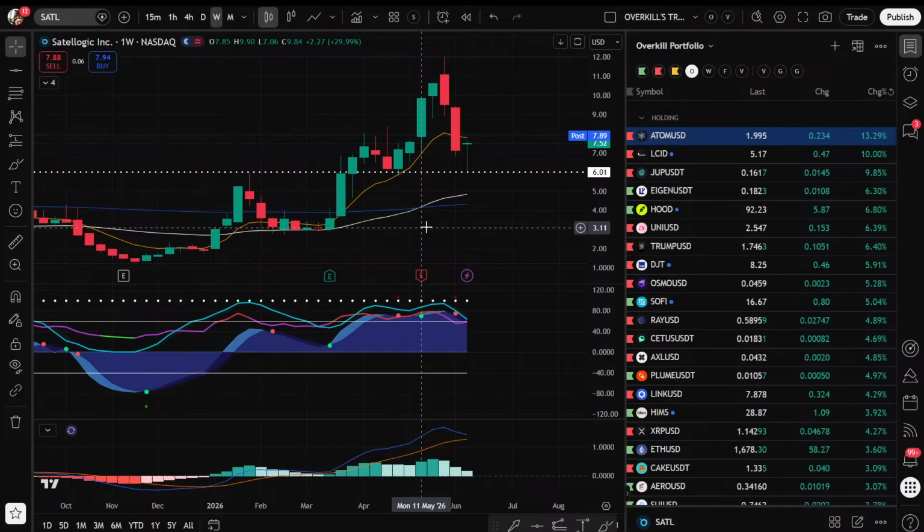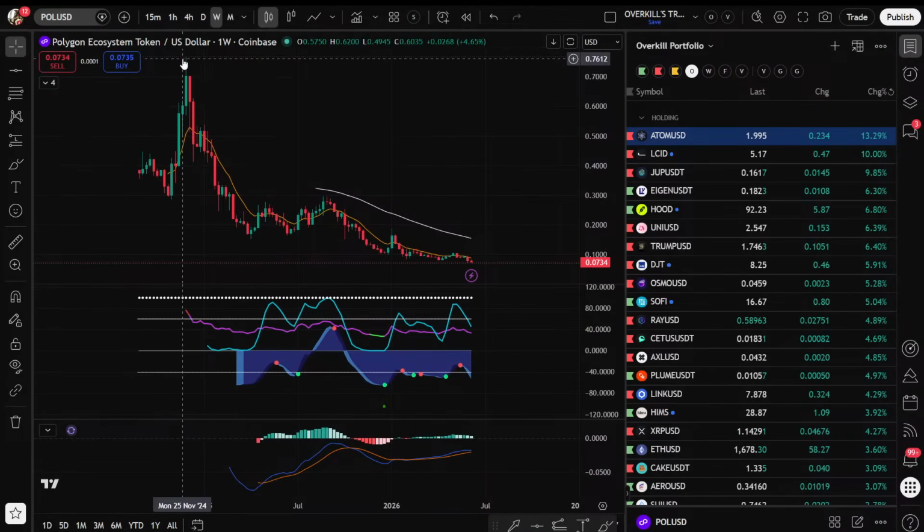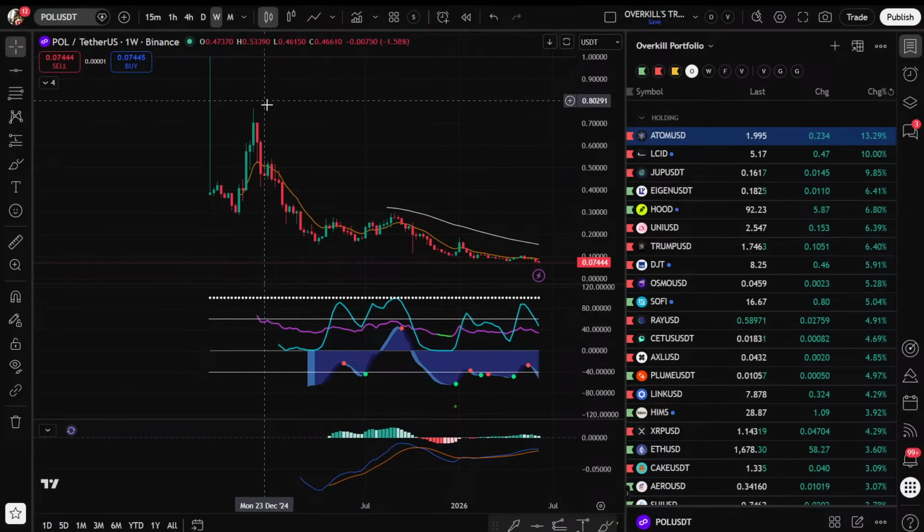What else we got? Polygon. I was looking at this today, man. This is one of those cryptos that's just gotten absolutely annihilated here, down at 7 cents. This was one of the biggest altcoin gainers back in like 2021.